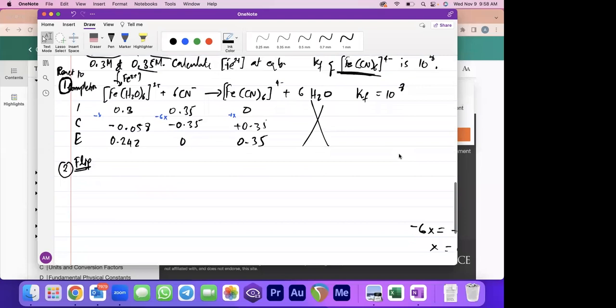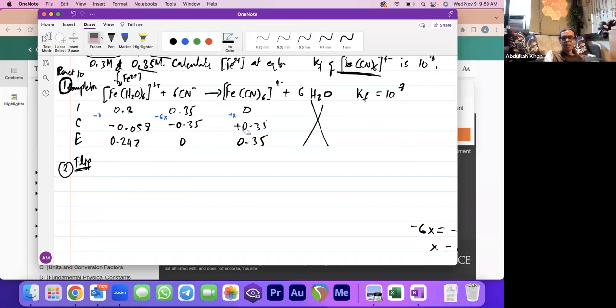Sorry, I have another question. Under the complex ion, it's plus 0.35. Isn't it supposed to be plus 0.058, or am I wrong? Because it's plus x. You're right. You're right. I'm sorry. This is a plus x, not a plus 6x. X is 0.058. Yeah, so this should be 0.058. I put in plus 6x by mistake. Thank you. Okay, now flip.